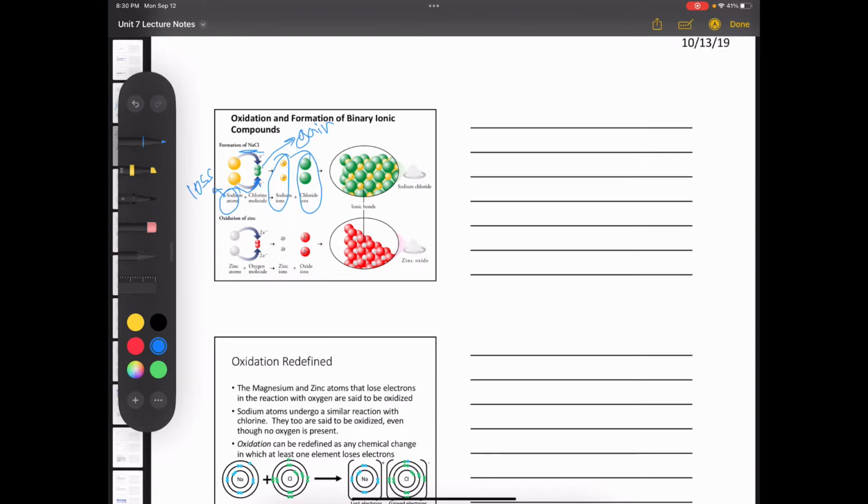Likewise with the oxidation of zinc. When zinc reacts with an oxygen molecule, because oxygen has high electronegativity, it will drag and grab these electrons from the zinc, which results in zinc positive 2 and oxygen negative 2. So these two electrons left zinc and have now been added to oxygen. Zinc lost electrons, which means it was oxidized.